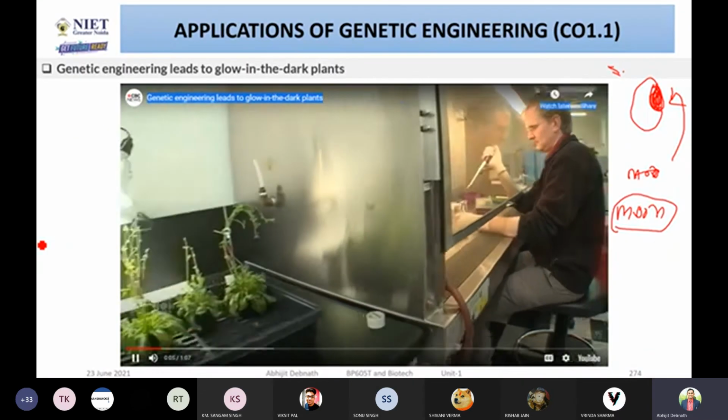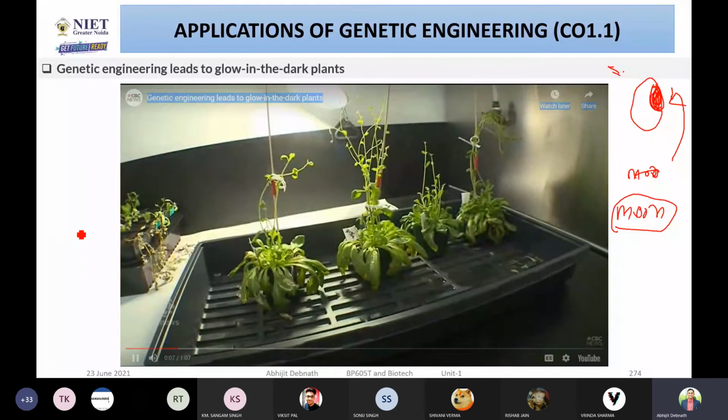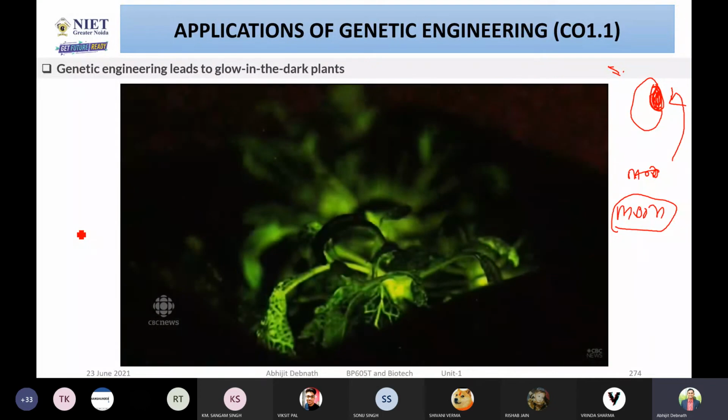The scientists those are actually growing the plant. You can see this is a plant. a novel plant that glows in the dark using the latest tools and techniques that are known as synthetic biology. So in the dark place, the plant is actually growing.